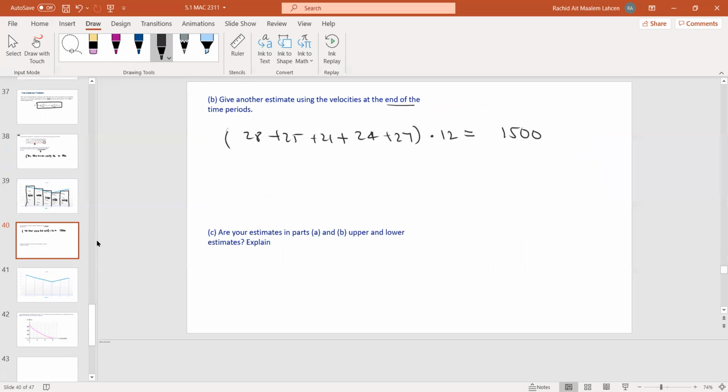So are your estimates here in parts A and B upper and lower estimates? We don't know really, because this function, or whatever trend we're looking at, is not increasing. It has to be increasing for us to say that.